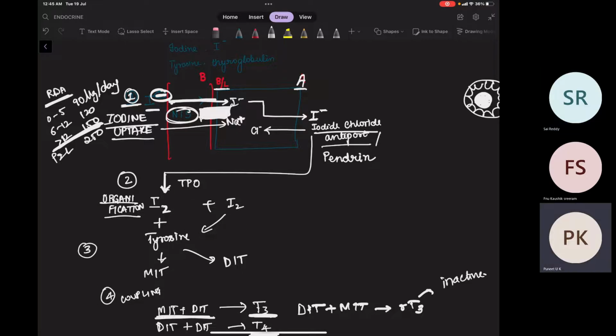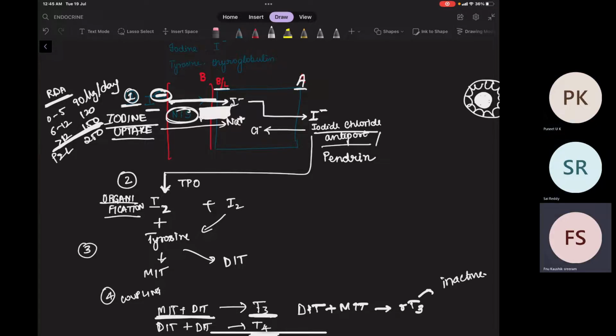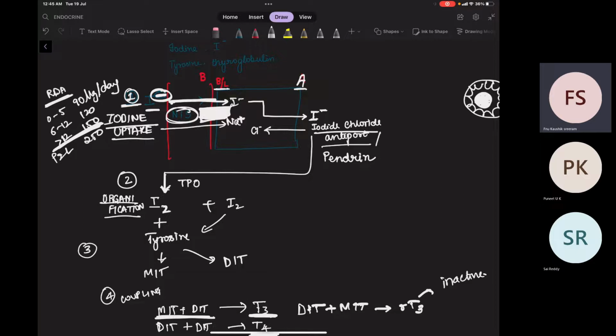How? Okay, I'll tell you. See, Kaushik, do you know? I know there are two. Physiological is Wolff-Chaikoff, the other one is Jod-Basedow. I think in Wolff-Chaikoff there is more iodine, right? Because there is more iodine, there is limited action, limited TPO. In very simple terms, you both are right.